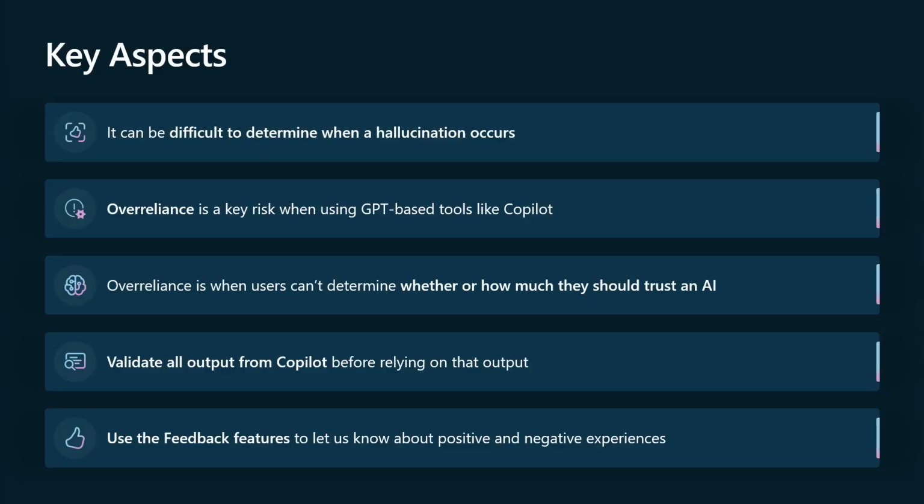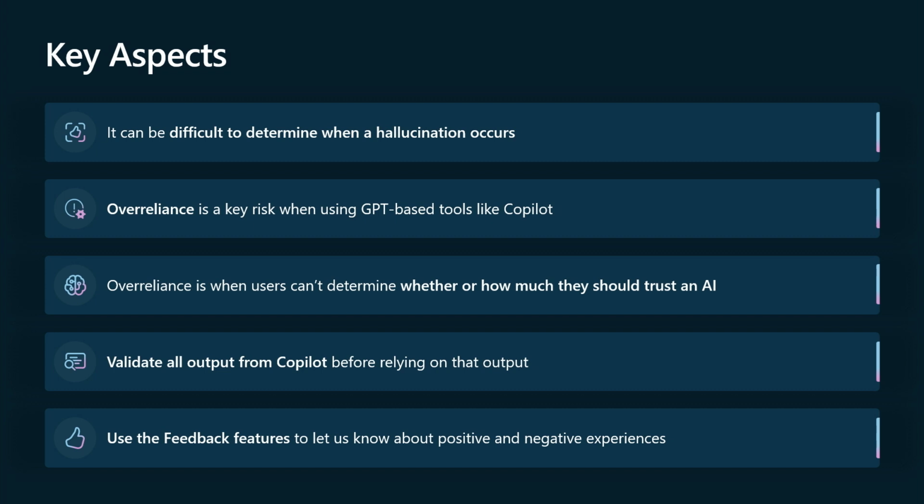It can be very difficult to figure out when a hallucination occurs, and that can lead to a problem called over-reliance. Over-reliance is when an end user simply loses the ability to tell whether or not they should trust the AI or the output from the AI. So that's a very valid problem to look out for, which is why it's important that you not only look at Copilot's responses, but also any citations that it provides, any files, emails, articles, websites, et cetera, that it might cite as part of its response.